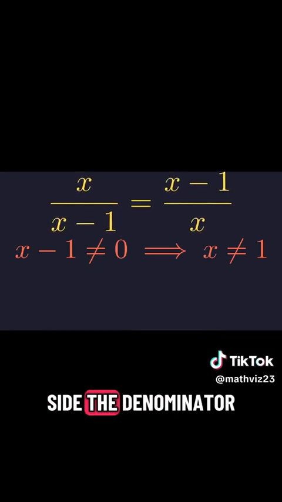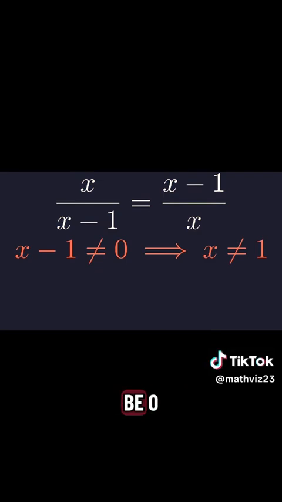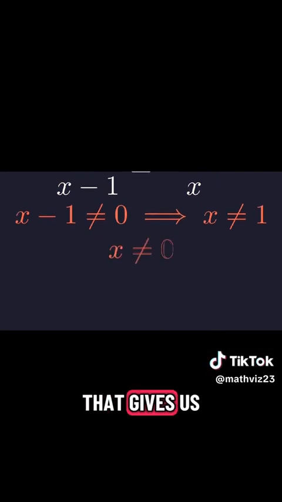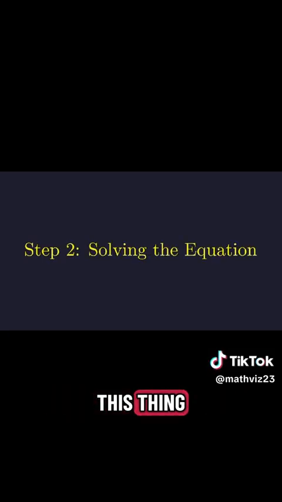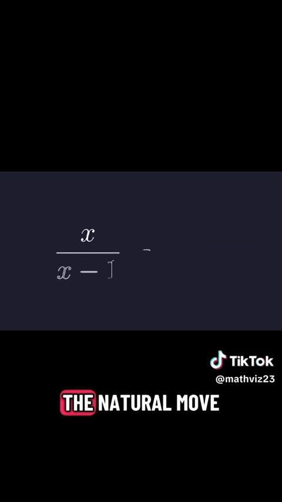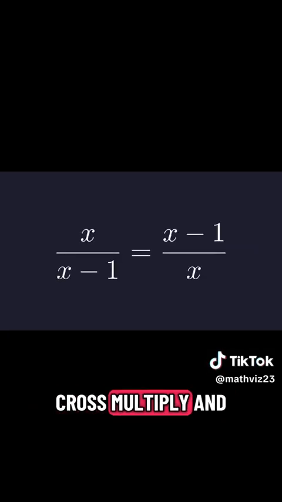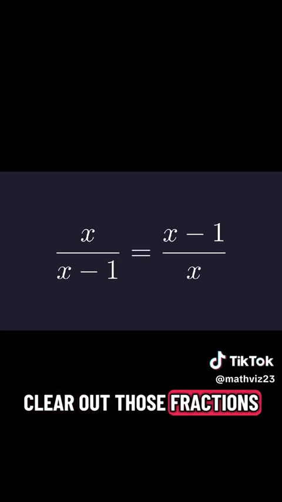That's our first restriction, and we'll need to remember this. On the right side, the denominator x itself cannot be 0. That gives us our second restriction. X cannot be 0. Keep both of these forbidden values in the back of your mind. With those restrictions noted, let's actually solve this thing. The natural move here is to cross-multiply and clear out those fractions.